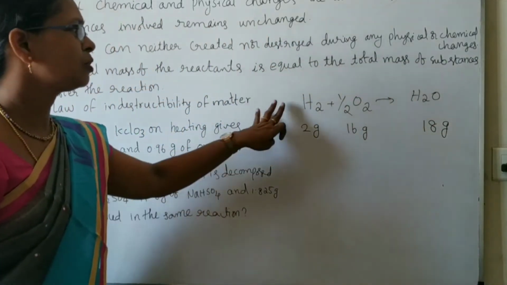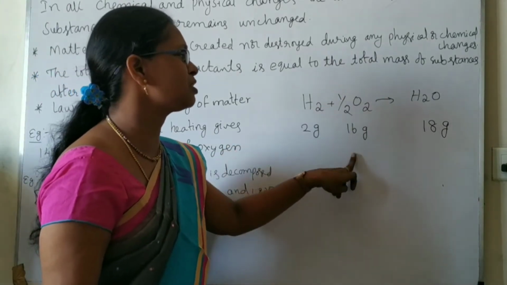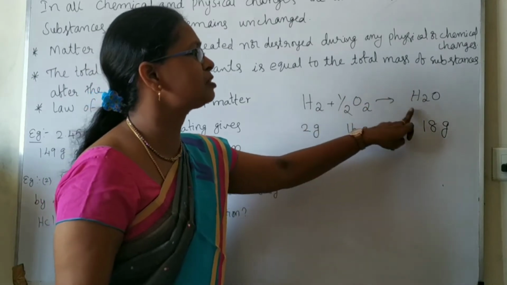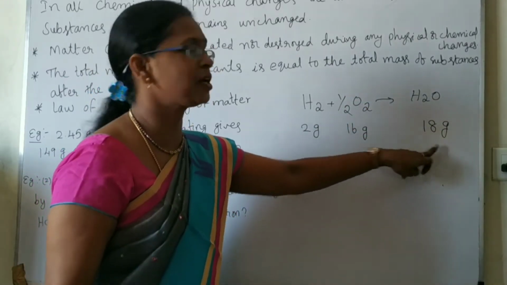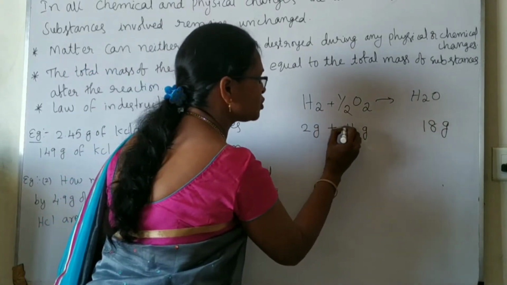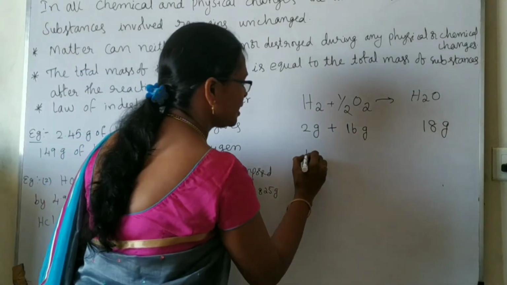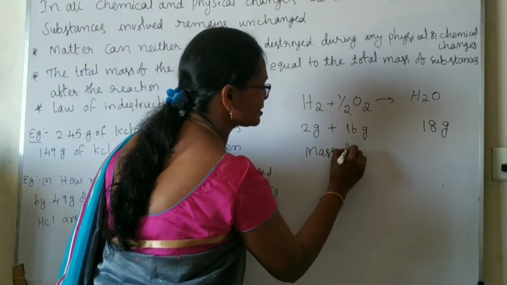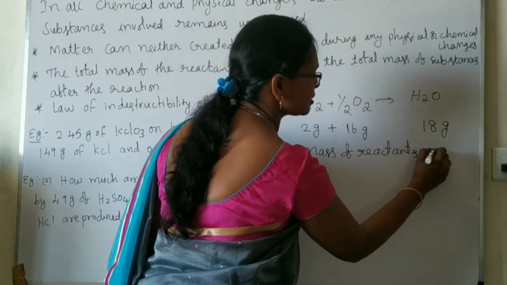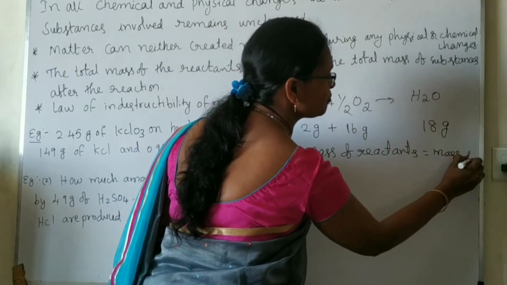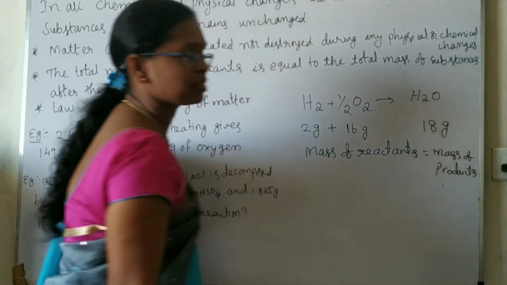Okay. So now what happened here? The hydrogen we are using is 2 grams. Oxygen we are using is 16 grams. After the formation of the water molecule, the weight of the compound will be 18 grams. Okay. So when you are adding these two, 2 plus 16 is equal to 18. So then what can we say? Mass of the reactants is equal to the mass of the products. This is what we call the law of conservation of mass.